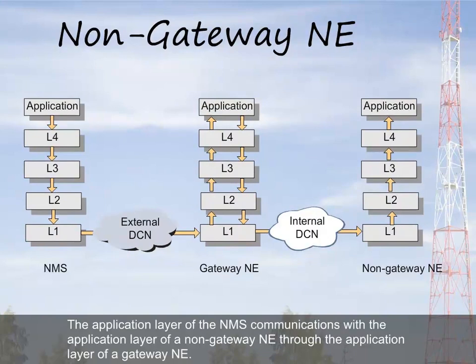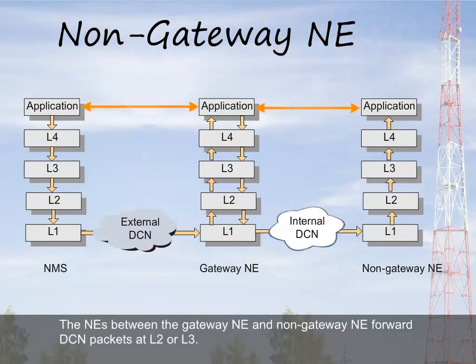The application layer of the NMS communicates with the application layer of a non-gateway NE through the application layer of a gateway NE. The NEs between the gateway NE and non-gateway NE forward DCN packets at L2 or L3.